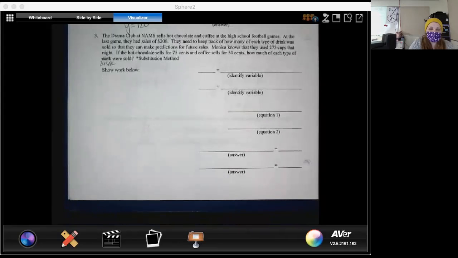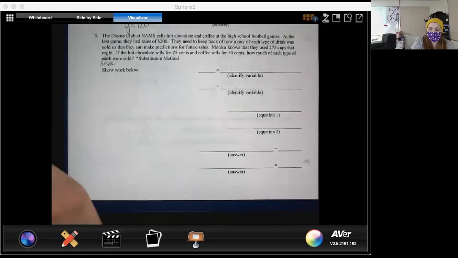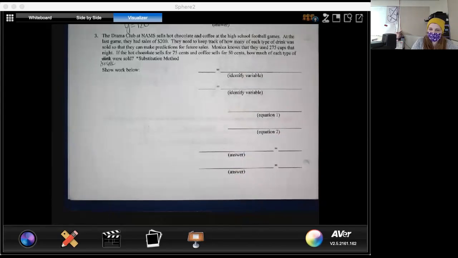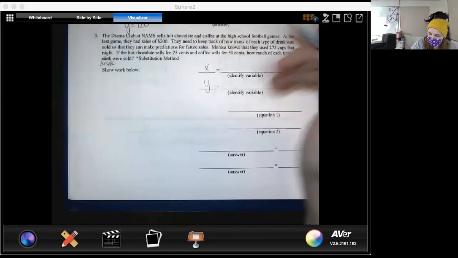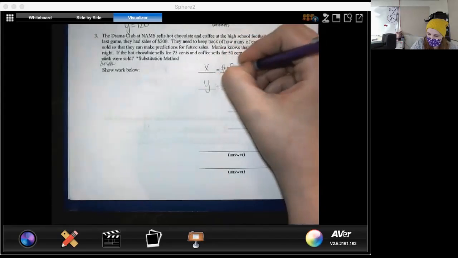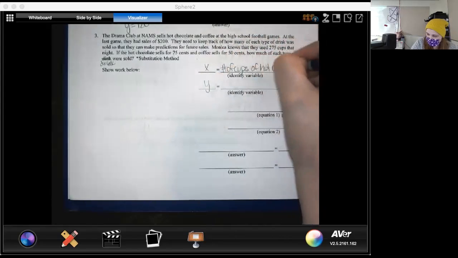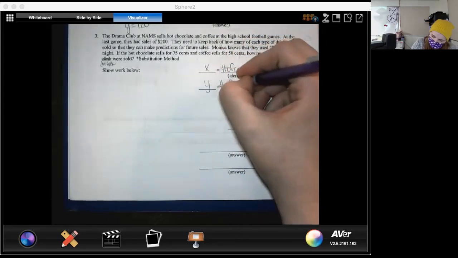Okay, so what are we trying to figure out? What do we think the variables are gonna be based on? Number of hot chocolate sold and number of coffee sold. Great job. So again, we're looking at how much of each type is sold. So we need to know the number of cups per type. Great job. Okay, so if we're gonna stick with the X and Y, makes things easy. Number of cups of hot chocolate sold. Number of cups of coffee.